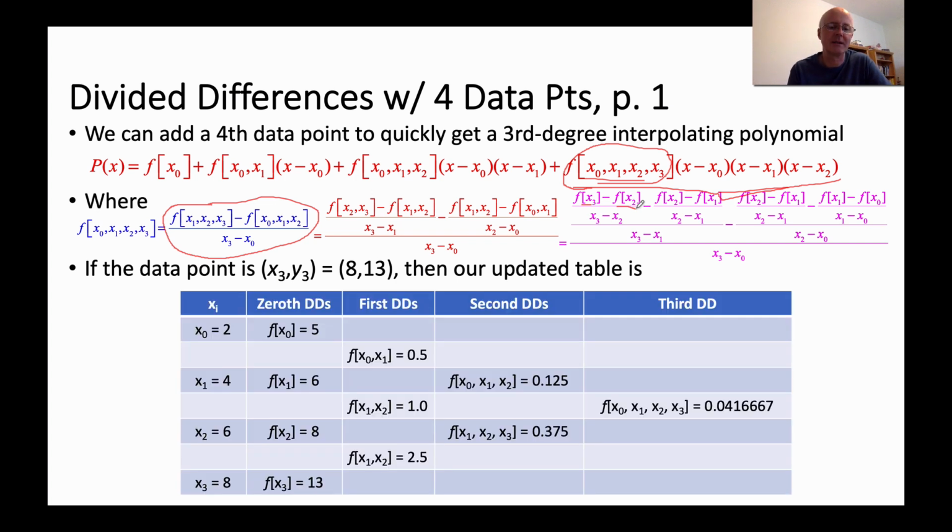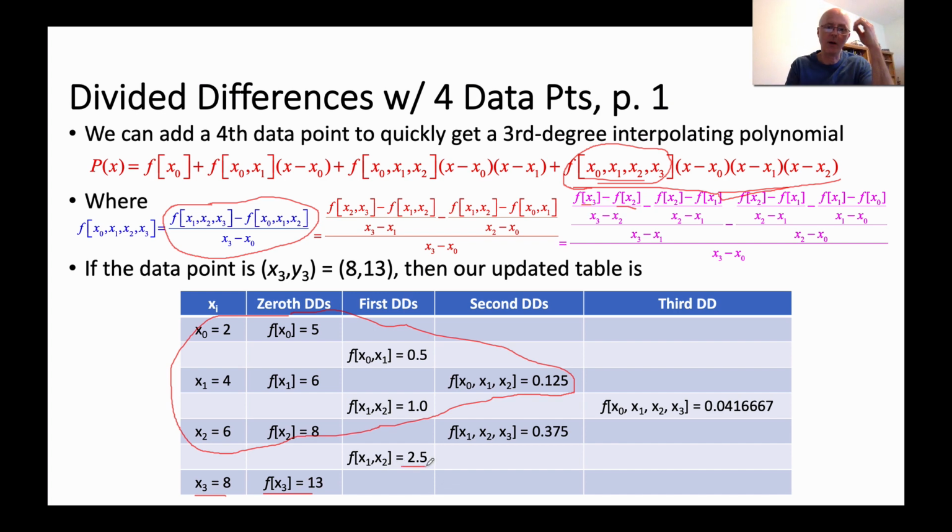The updated table looks like this. Notice that this part of the table is the same as before. So I'm adding on x3, a fourth node, 8. Its function output equals 13. It's giving me a new part of the table. But this part's the same as before, if I keep the order of those things the same. Let's check these other numbers. Maybe you want to check it with your calculator here.